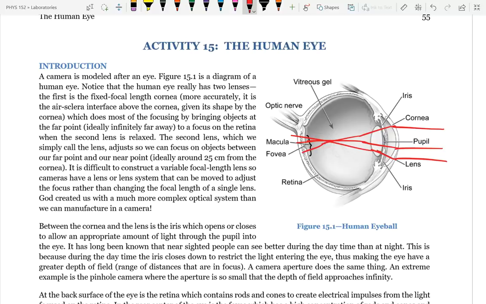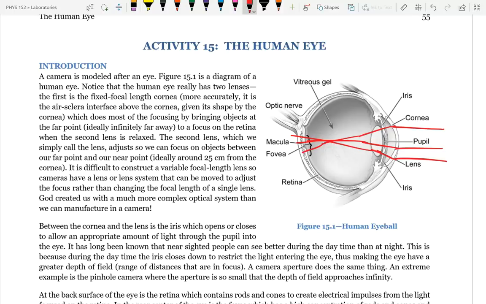That crystalline lens, though, has a really unique function. There are muscles on it that can make it change shape. And so that's an adjustable focal length lens. We use that adjustable focal length lens for what we call accommodation. That's the thing that allows you to focus at different distances.